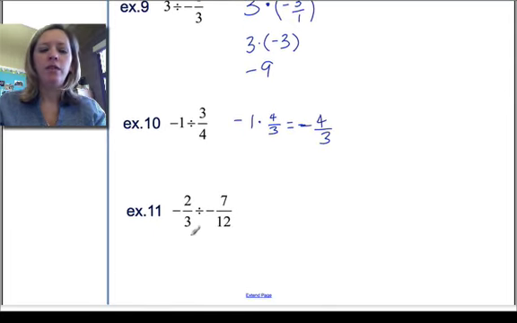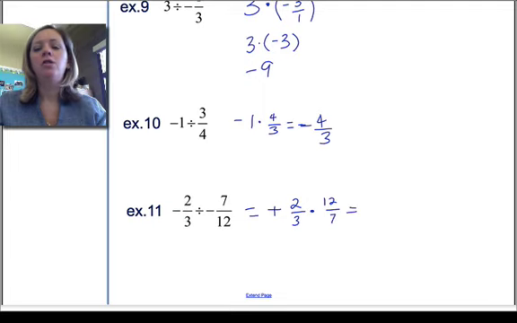What if we have negative 2/3 divided by negative 7/12? Again, we have a negative divided by a negative. So we know that my final result will be positive. Now let's just rewrite the problem in simpler terms. We have negative 2/3 times the reciprocal, so that will be 12 over 7. So I'm going to show you this two ways. First, we're just going to multiply. Multiply across the top. 2 times 12 is 24. Multiply across the bottom. 3 times 7 is 21.